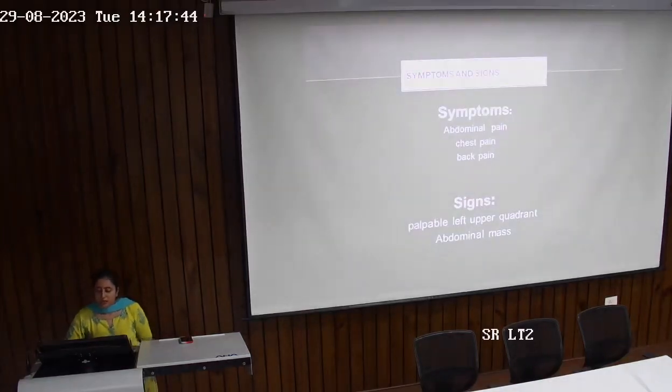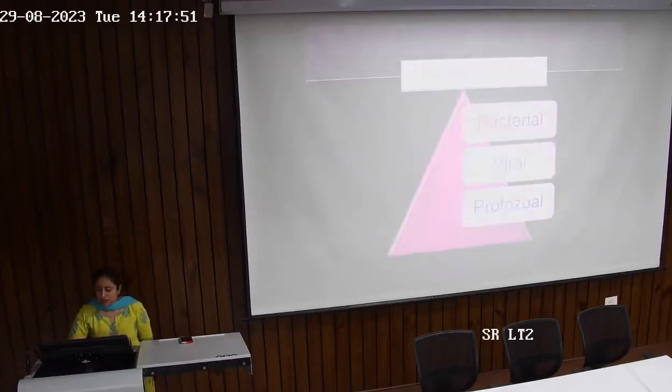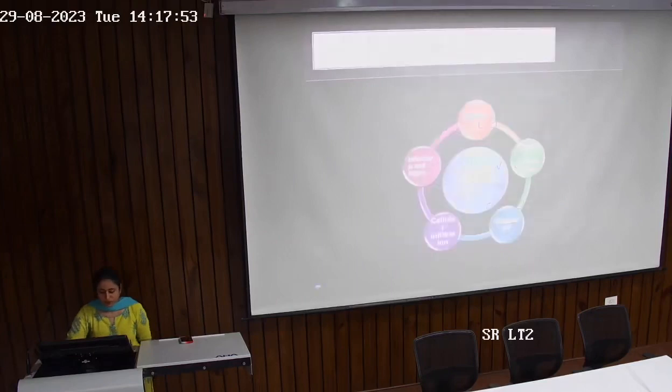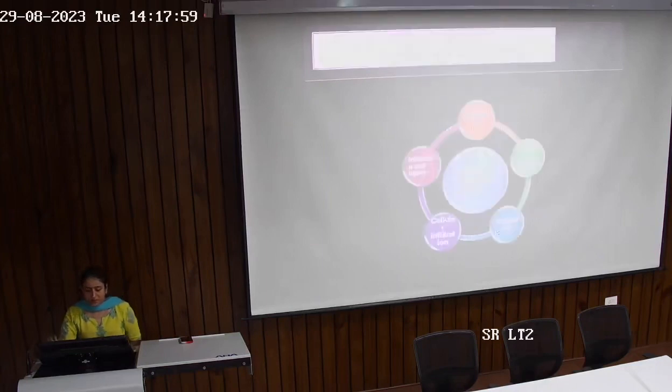Now, signs and symptoms. The patient presents with abdominal pain, chest pain, and back pain. And the signs include a palpable left upper quadrant abdominal mass. Now, what are the causes of splenomegaly?